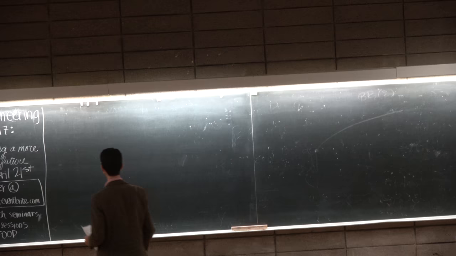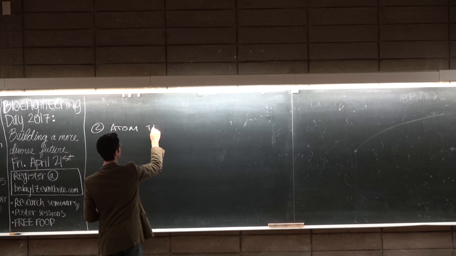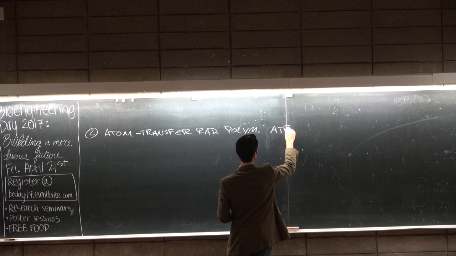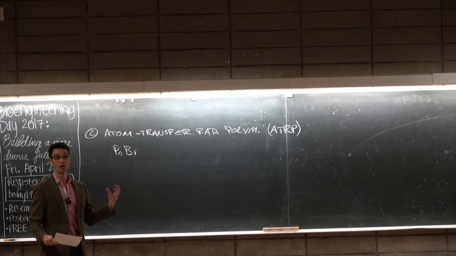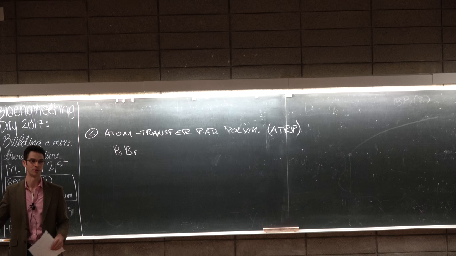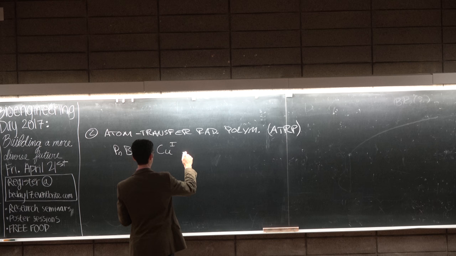So we're going to start with point two, because one was the nitroxide mediated polymerization. So this is atom transfer radical polymerization, or ATRP. And basically what you have is some polymer chain or monomer that has a halide group, almost always bromine, but this could be iodine or chlorine as well, but bromine is by far the most common. And what you have is a copper catalyst.